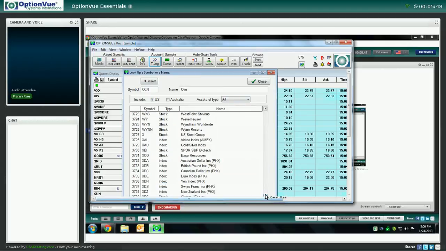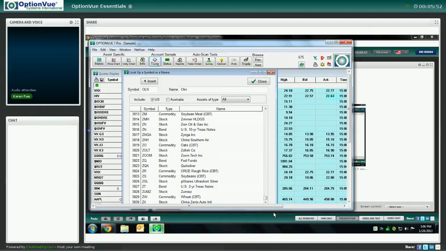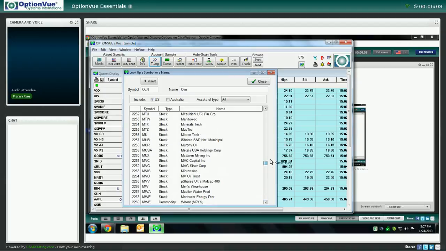So if I go all the way down to the very bottom, I see that we've got about 3,830 assets that trade options in the entire universe of everything that's traded in the United States. So that gives you some idea. Like I said, again, you can pick out what you want. If you know the symbol, you can type the symbol right in here, or if you know just the name, you can type the name in here and hit Insert.